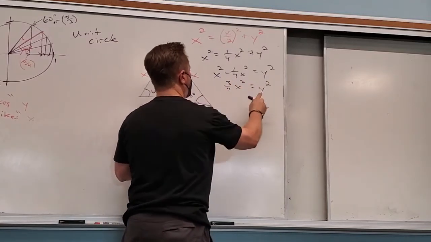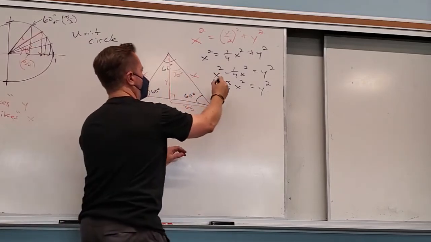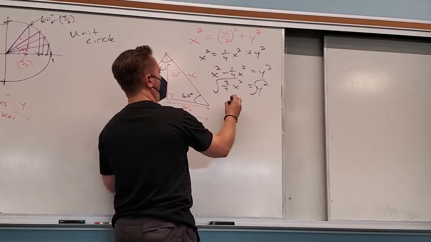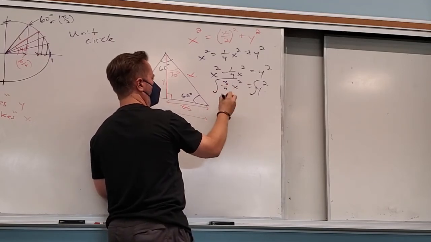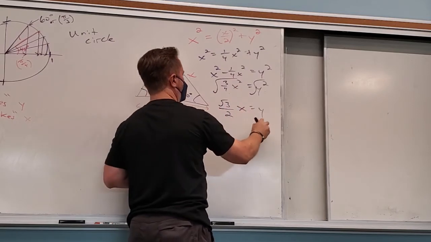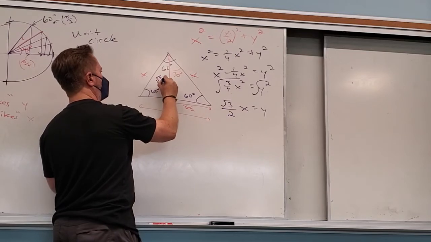And what's the last thing I want to do to figure out what y is? Square root. And again, we don't do plus or minus because this is a side length. What's the square root of 3? I don't know. What's the square root of 4? 2. What's the square root of x squared? x. Okay, so that's what y is, square root of 3 over 2 x.